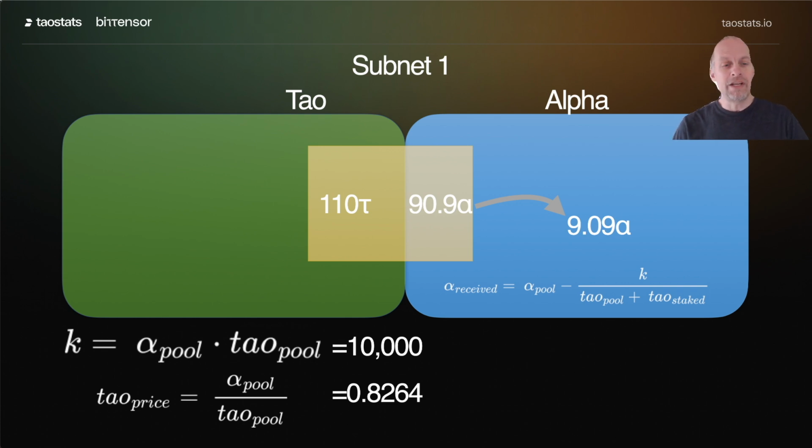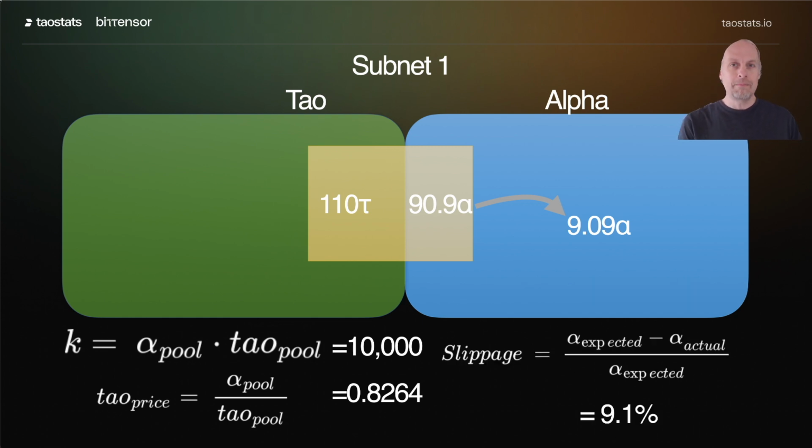This causes a change in the tau price to 0.8264. It also means we didn't get exactly as much alpha as we thought we would. And so that's what slippage is. And so slippage is how much you thought you were going to get minus how much you actually got divided by how much you thought you were going to get. And that ends up showing that our slippage is 9.1%. And so the liquidity pool leads to this slippage because of the change in price, because of the way the liquidity pool works with this constant, it affects the tau price when you're actually making the purchase or the exchange.